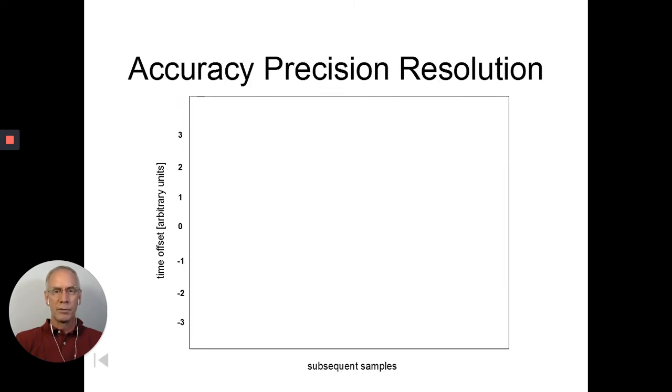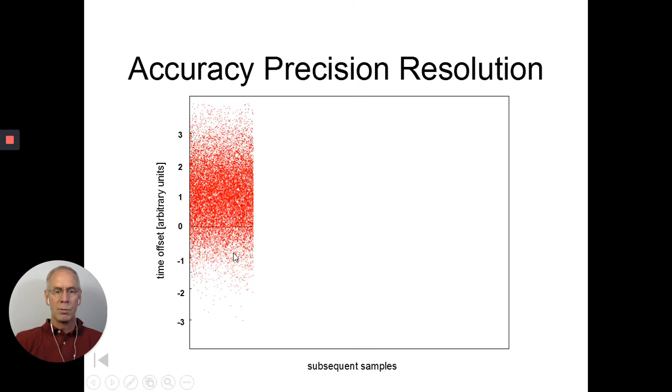Another way to look at this instead of a dart would be, actually, let's collect data. So the time offset 0 is our target. If every one of these dots represents a data point, you can see that our data tended to be a little bit high and it was spread out quite a bit. So I would say you weren't very accurate and you certainly weren't very precise. It was all over the map.